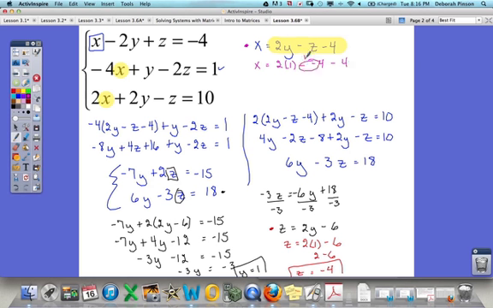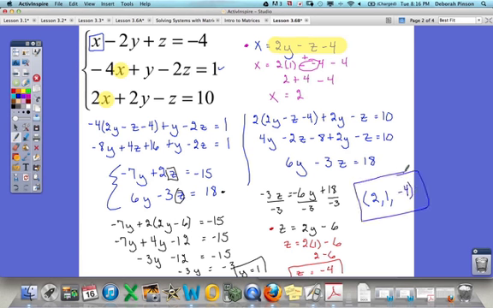So double negative makes a positive. So 2 plus 6, or 2 plus 4 is 6. Minus 4 is 2. So here then is my answer. X is 2, y is 1, z is negative 4.